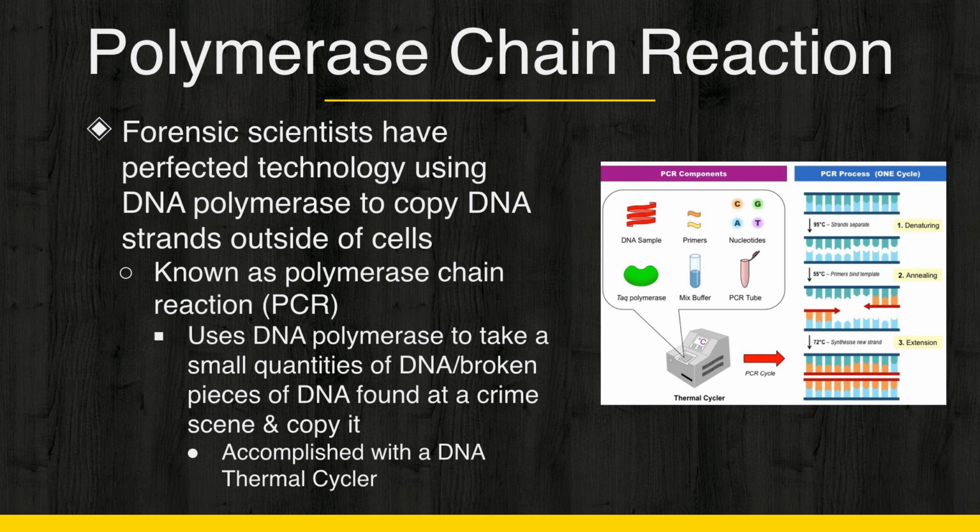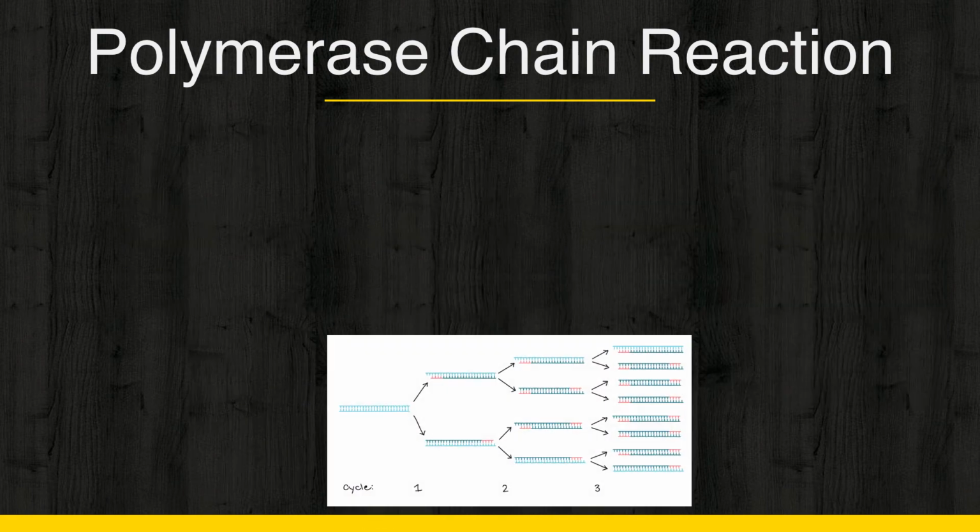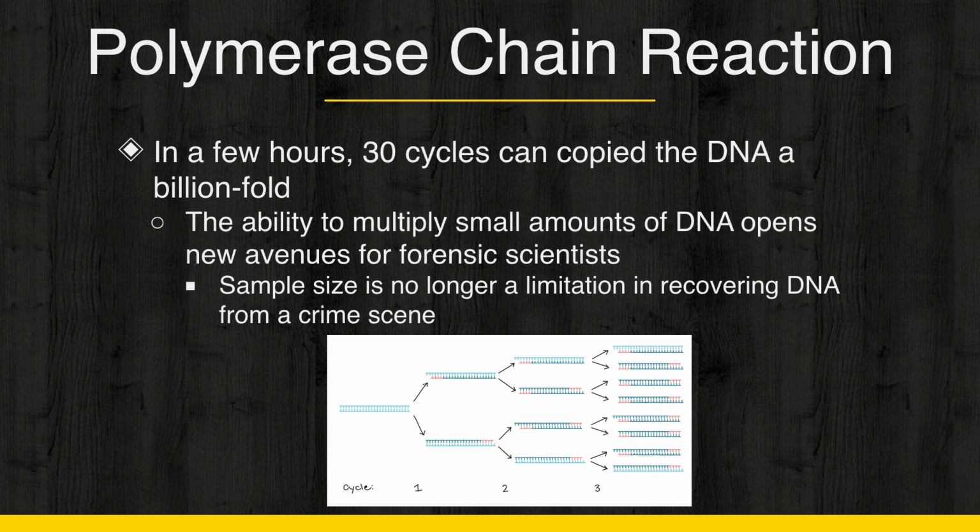This is accomplished by an instrument known as the DNA thermal cycler. What this does is it automates the rapid and precise temperature changes required for DNA to be copied. It allows that in a few hours, it can go through 30 cycles, which can copy the DNA in that sample a billion-fold. The ability to multiply small amounts of DNA opens new avenues for forensic scientists of what they can do, what they can test for, what they can look for. And so sample sizes are no longer a limitation in recovering DNA from a crime scene.